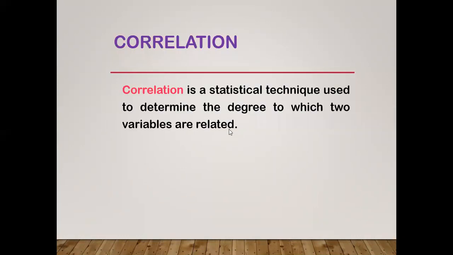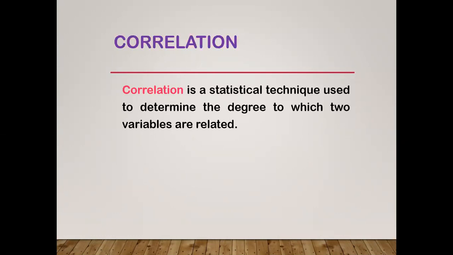First, what is a correlation? Correlation is a statistical technique used to determine the degree to which two variables are related. It means, for both variables, x and y, how much these variables are related to each other, and whether there is any relation between x and y. Actually, we are looking for it through computation.